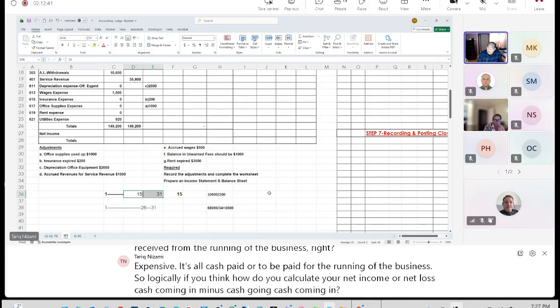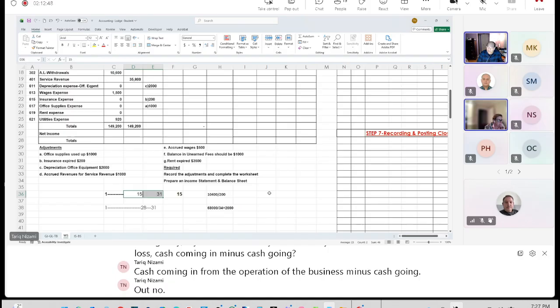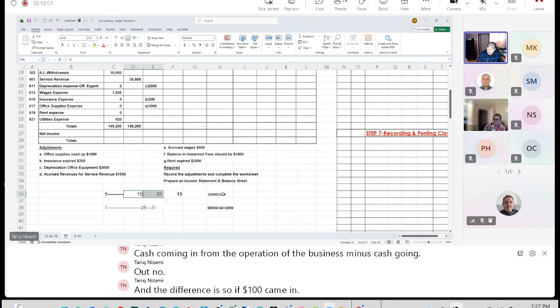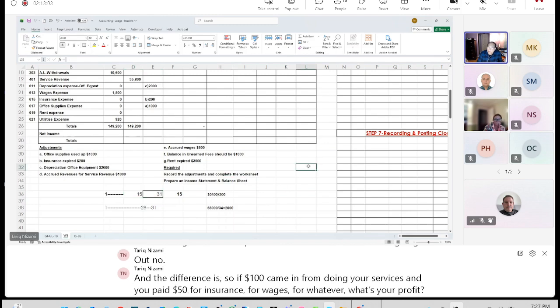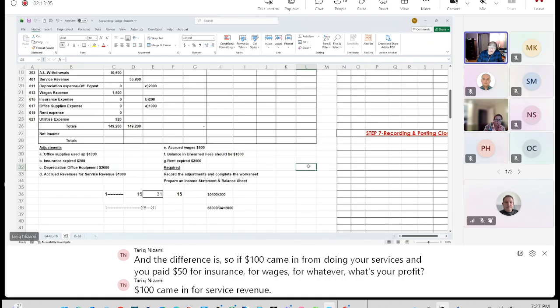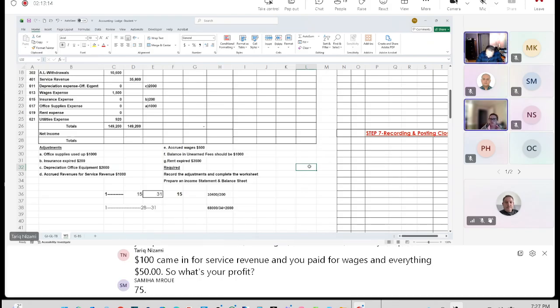Cash coming in from the operation of the business minus cash going out, no? Yeah. And the difference is, so if $100 came in from doing your services and you paid $50 for insurance, for wages, for whatever, what's your profit? $100 came in for service revenue and you paid for wages and everything $50. So what's your profit? 50. It's 100 minus 50, no?